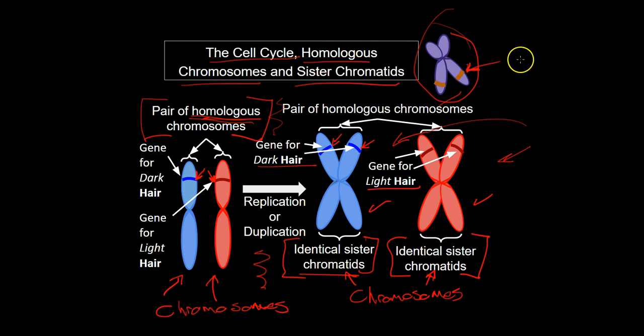Or maybe it would be whether or not they can roll their tongue. Just a completely different trait that we're talking about here. And so they are not the same style of chromosomes. So let's see how this plays out in the cell cycle.